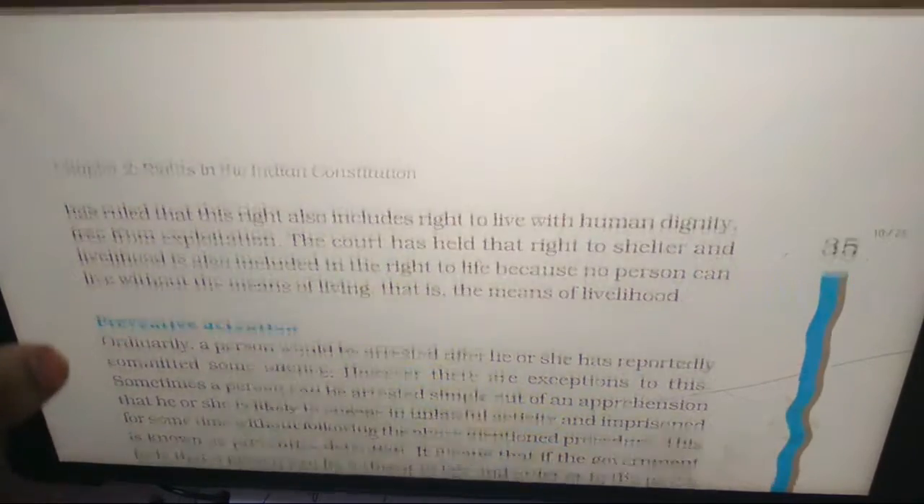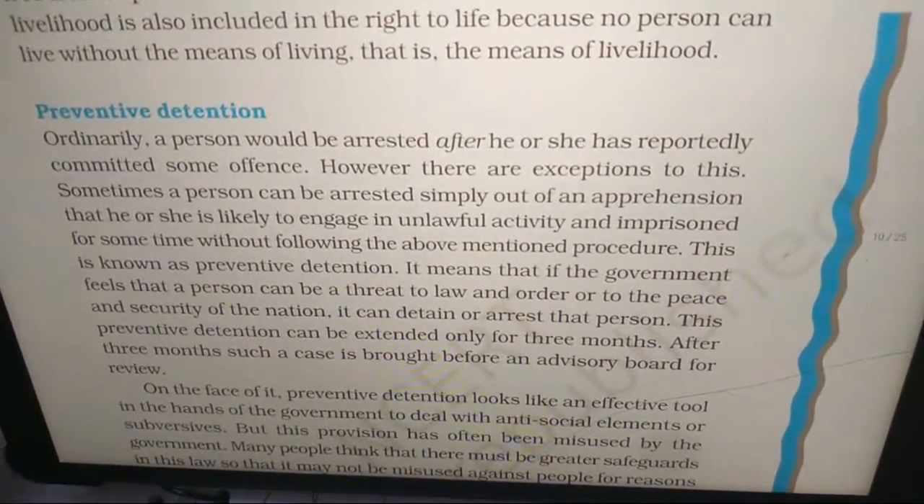Preventive detention. Ordinarily, a person would be arrested after he or she has reportedly committed some offense. However, there are exceptions to this. Sometimes a person can be arrested simply out of the apprehension that he or she is likely to engage in unlawful activity and imprisoned for some time without following the above mentioned procedure. This is known as preventive detention.